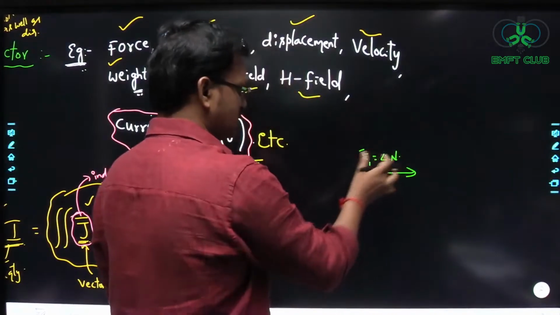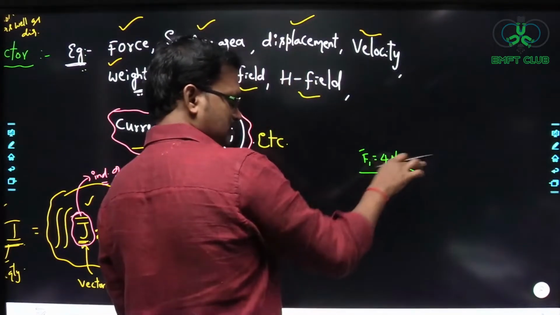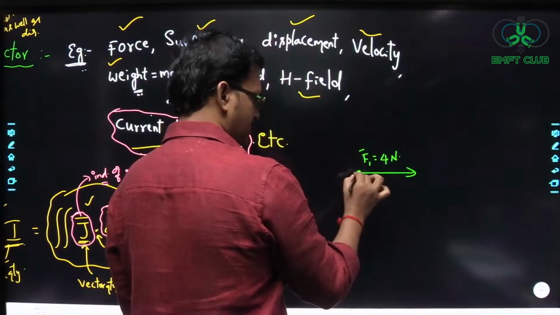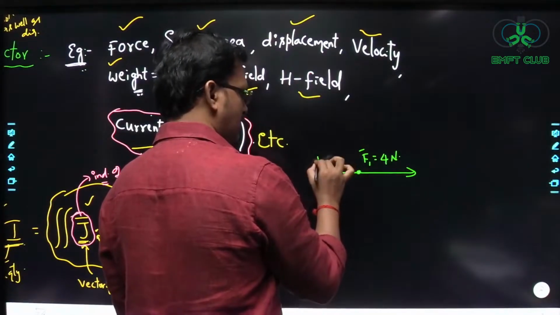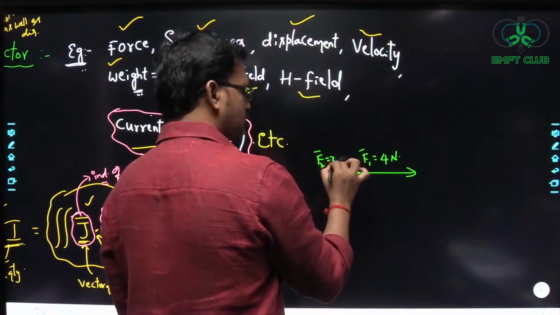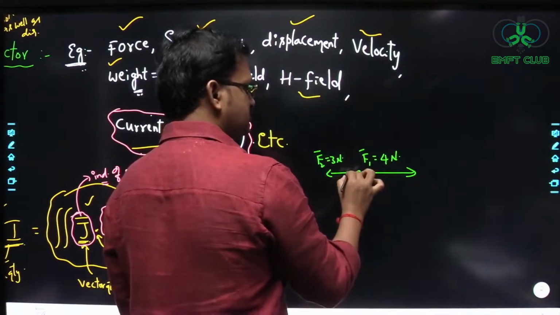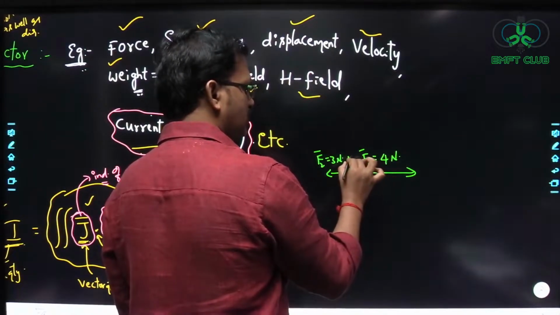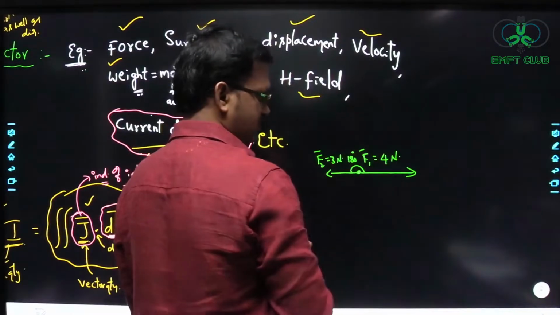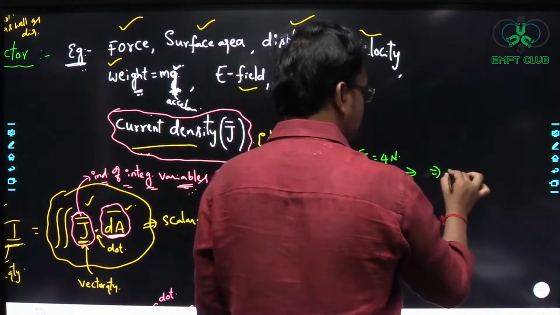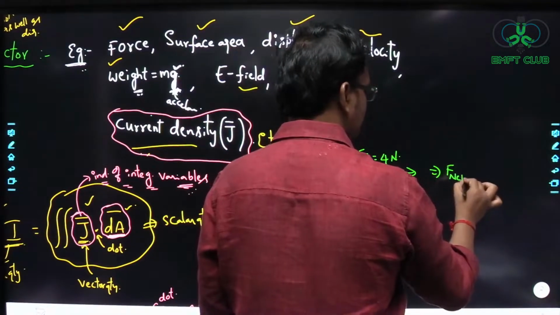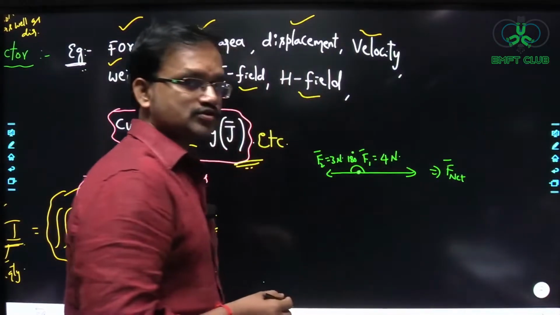Okay, I am representing the magnitude, 4 newtons along this direction. Let us say here you are having F2 bar which is equal to 3 newtons. The phase shift between this F1 bar and F2 bar is how much here? 180 degrees. So now in this case, what is the resultant force here? Tell me, what is the resultant force you are going to have?